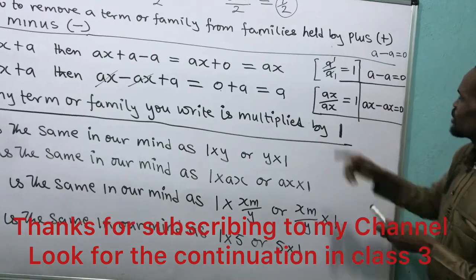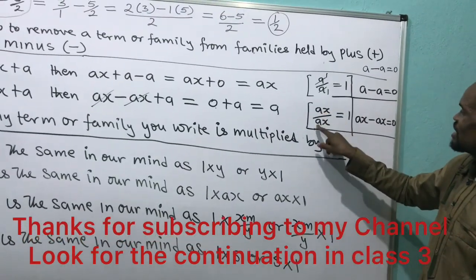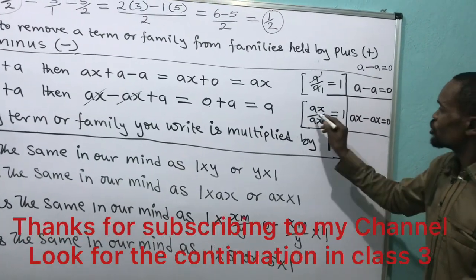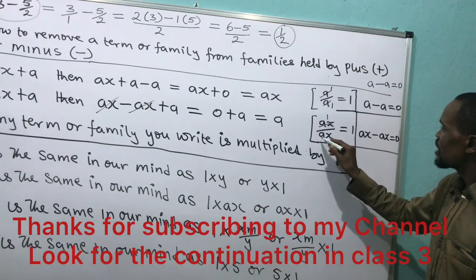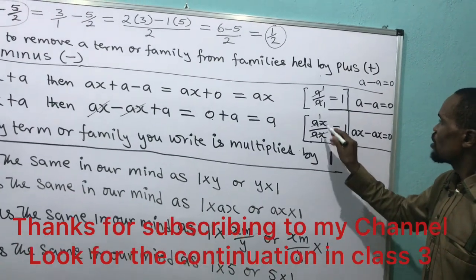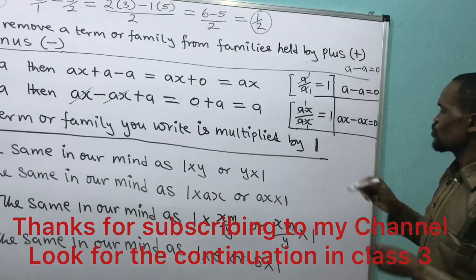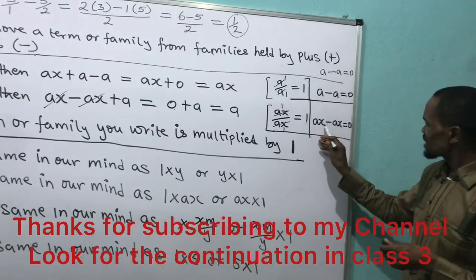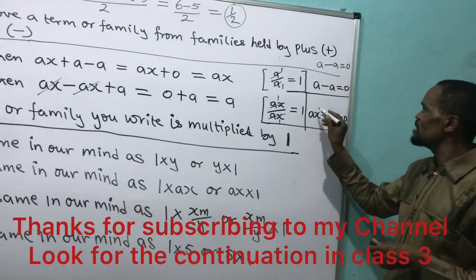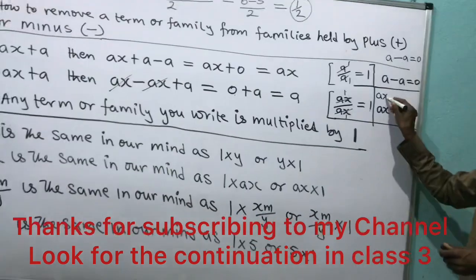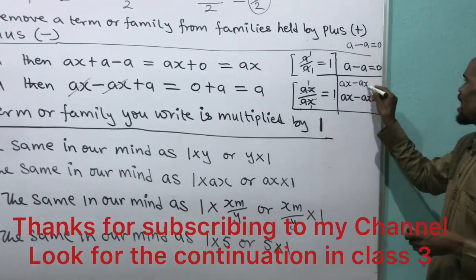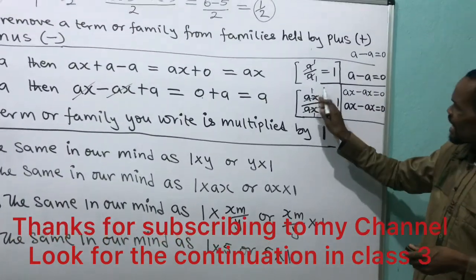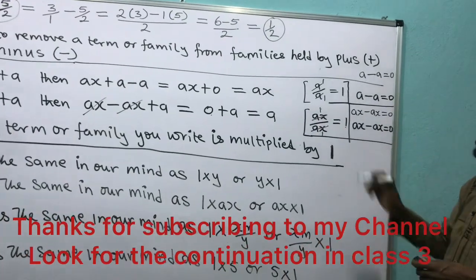I still come back here to tell you that ax divided by ax will give me 1. What does it mean? ax kills itself, 1. ax destroys itself, 1. 1 divided by 1, answer is 1. But ax minus ax will give me 0. What does it mean? ax minus ax, the answer is 0. But ax divided by ax, answer is 1.